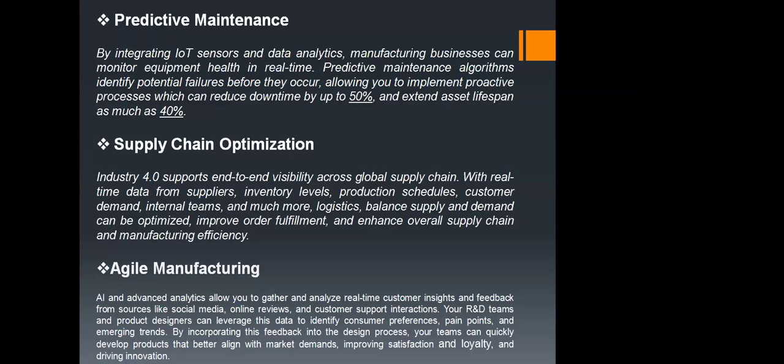Industry 4.0, if we implement these technologies, supports end-to-end visibility across the global supply chain, with real-time data from suppliers, inventory levels, production schedules, customer demand, internal teams, and logistics. Supply and demand can be balanced and optimized, and order fulfillment can be improved, which enhances the overall supply chain and manufacturing efficiency. So for supply chain optimization, these automated tools can be used.